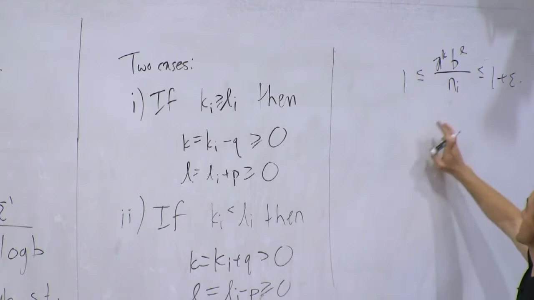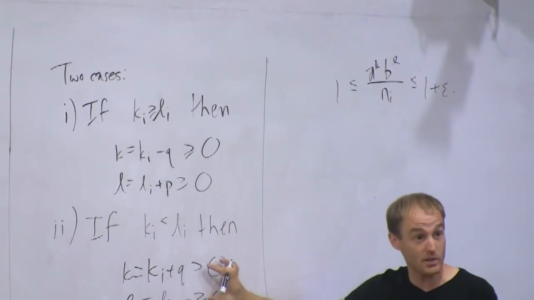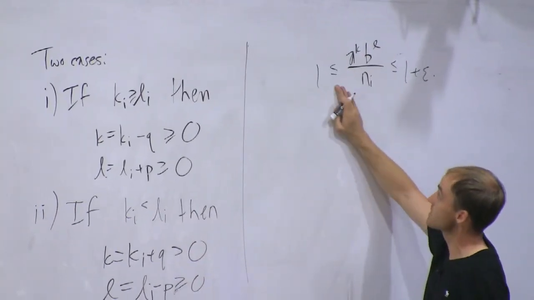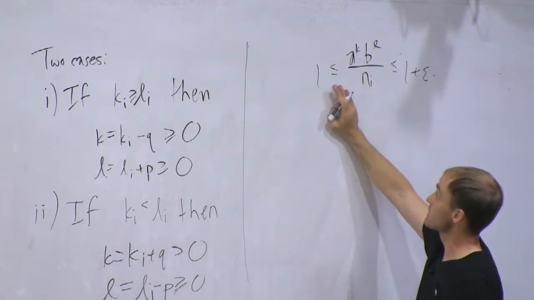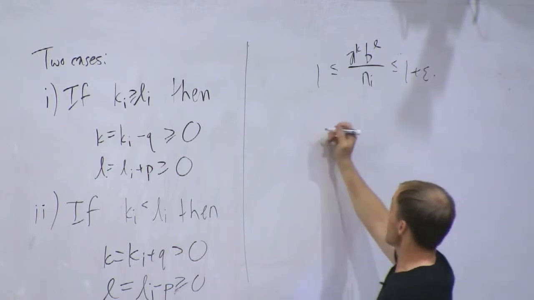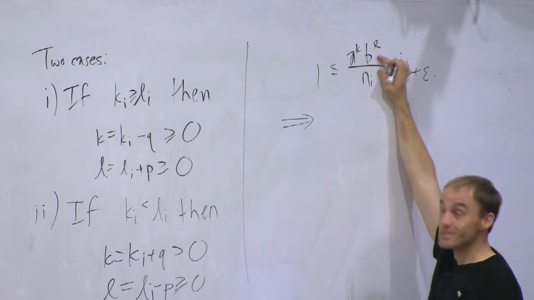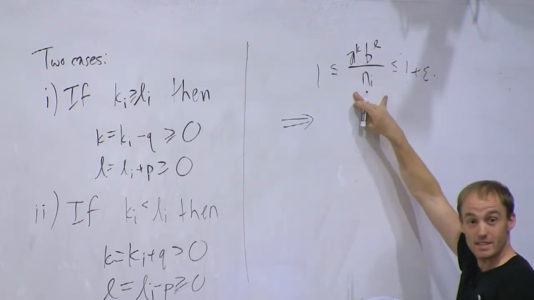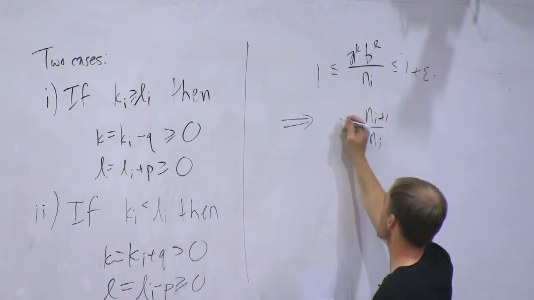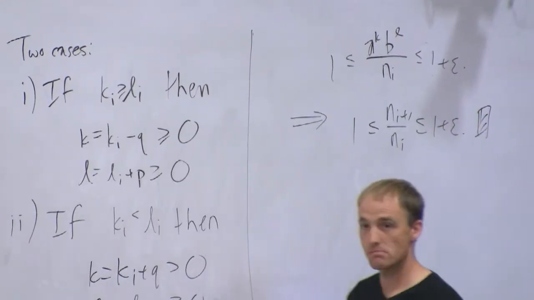But what I do know is that when I take a to the k times b to the l, which is genuinely an element of my semigroup since both of these exponents are non-negative, and I divide this number by ni, I get something which, by tracing backwards through the inequality, is bigger than or equal to 1 and less than or equal to 1 plus epsilon. So even though this may not be the next guy that I saw, the ratio between these two already satisfies the inequalities that I want, so I know that the ratio between ni plus 1 and ni also has to satisfy them, and I'm done. So that's the proof of the lemma.